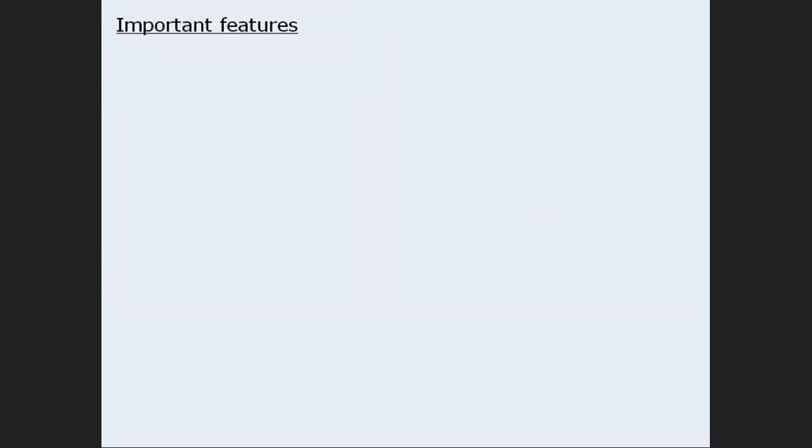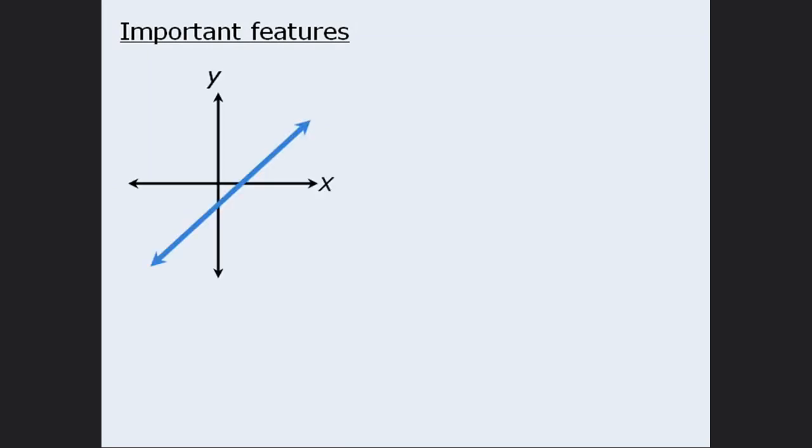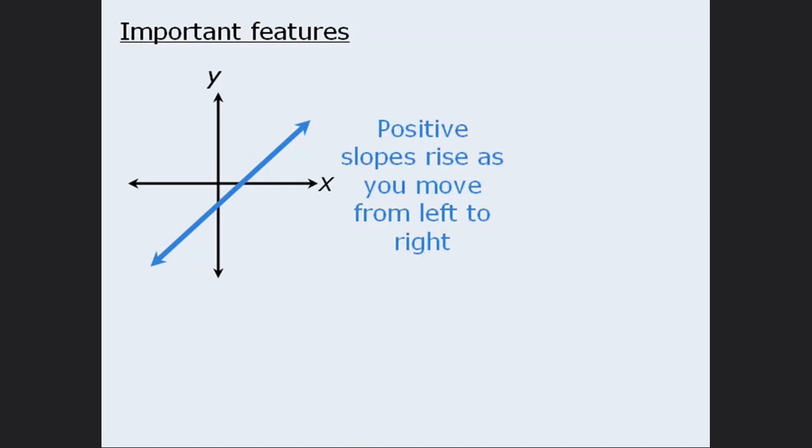Okay, now let's examine some important features involving slope. As I mentioned earlier, some lines have a positive slope and others have a negative slope. This particular line has a positive slope. In general, if a line has a positive slope, then a point traveling from the left to the right on the line will move upwards. Here's what I mean. As this point travels along the line from left to right, it moves upwards.